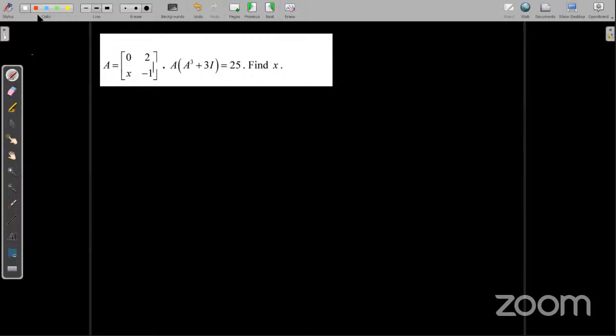What has he given here, guys? It has given us a matrix A. I think this is 2i, not 25. I think this is 2i, guys. Okay, let us check it out. So A is equal to [0, 2; x, -1] is what has been given to us. It is asking us to find, first of all, A^4 + 3I, right?